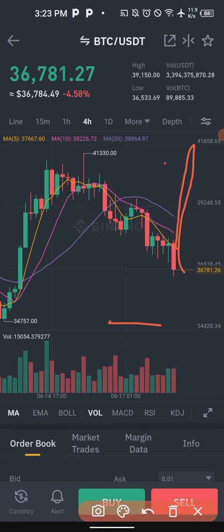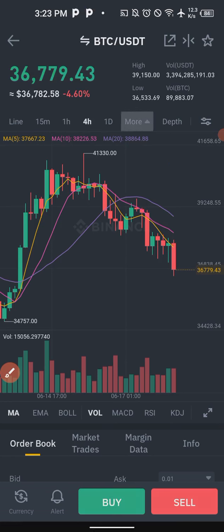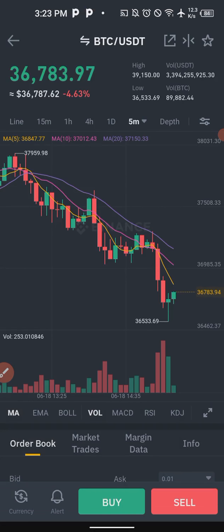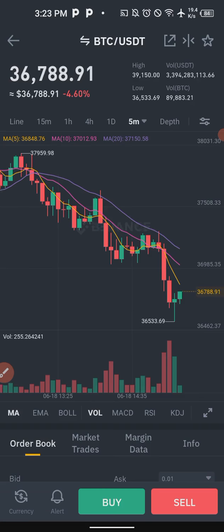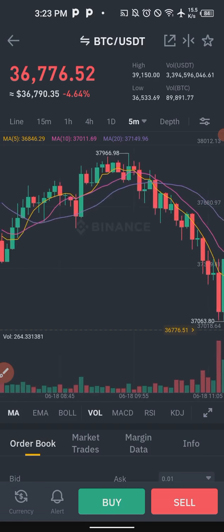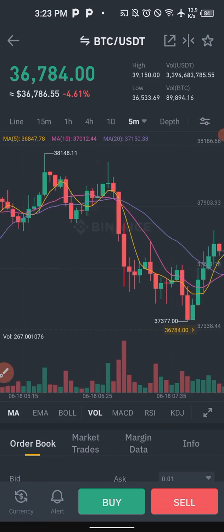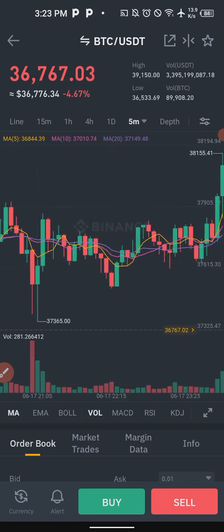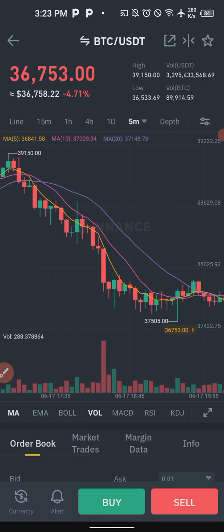So let us now bring this graph. Let's expand it. Let's see how difficult it will be in this kind of market. Let us take it to 5 minutes. So you can see this is 36,500 right now. Let us see when last the market reached 40,000. You can see for a very long time the market has not even reached 40,000. Let's know the exact date the market reached 40,000.